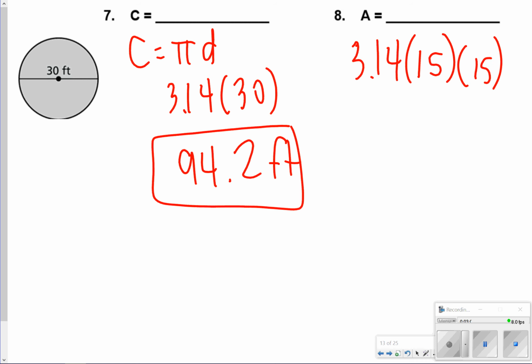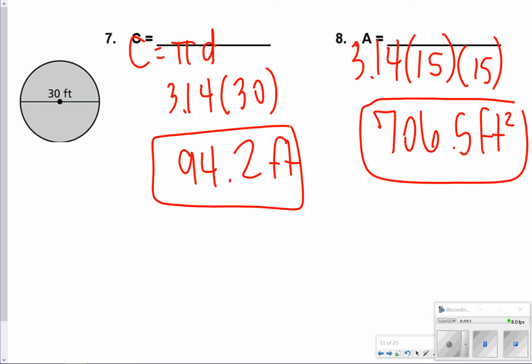For area, you're going to be doing 3.14 times 15 times 15, because that's your radius. So hopefully you use 15 for that. And that one you should get 706.5 feet squared. Okay.